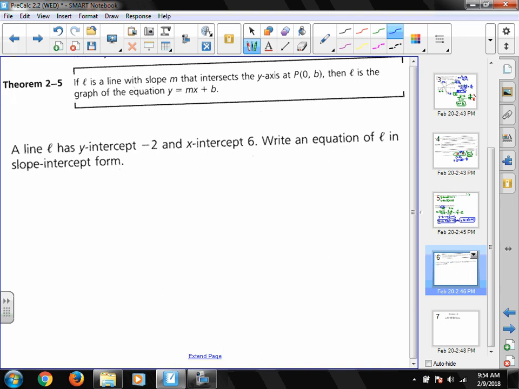Then the old favorite, slope-intercept form, y equals mx plus b. Again, m is your slope, and b is your y-intercept.